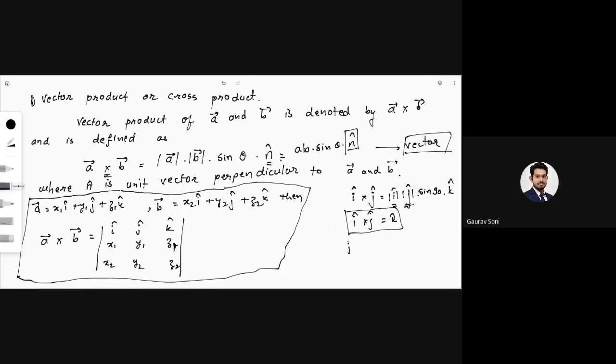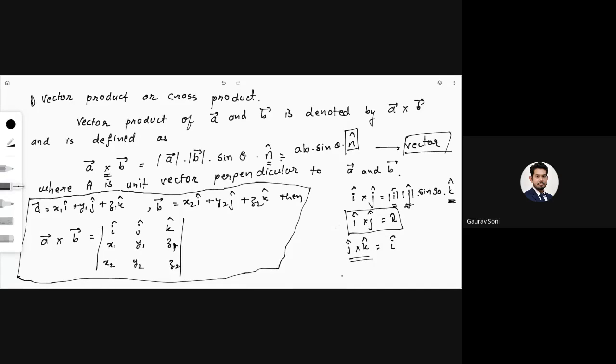Similarly, J cross K, what will it be? Modulus of J, modulus of K, sine 90 into what will be n cap in this case? Which is perpendicular to both? Sorry, J cross K, the perpendicular vector is I. Okay. So in this manner, you just multiply these two things.